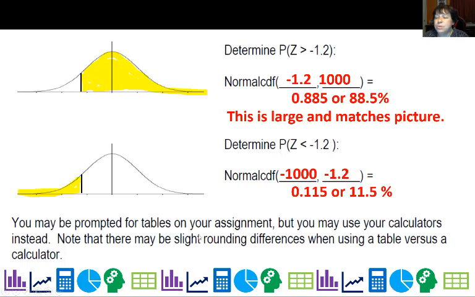If you're prompted to use tables on your assignment, you may use your calculators instead, but please note there might be some slight rounding differences, so you might want to adjust a little if you're doing the thousands or 10,000s on the units.